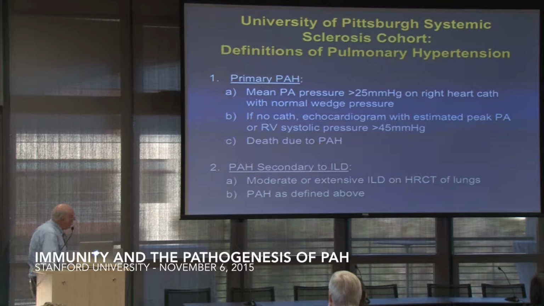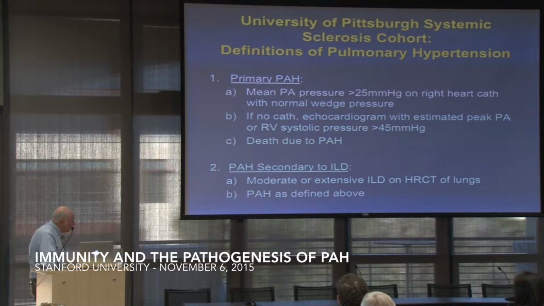In the Pittsburgh cohort, which began in 1972, to date, we used the standard methods to identify patients with pulmonary hypertension, either by cath or, if no cath, and that's not common today, but it was beginning in 1985 when we started this particular series of patients, we did use an echo with a PA or RV systolic pressure over 45. And we also defined secondary PAH and tried to distinguish them from the primaries.